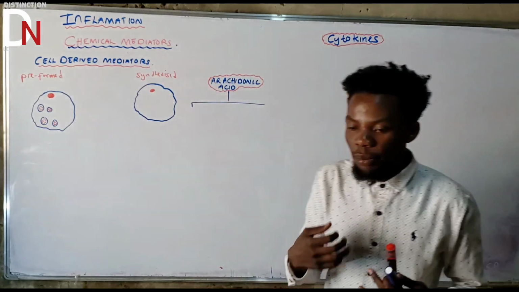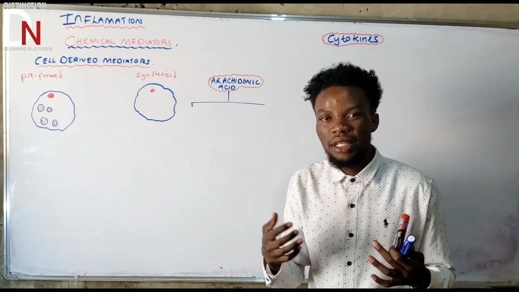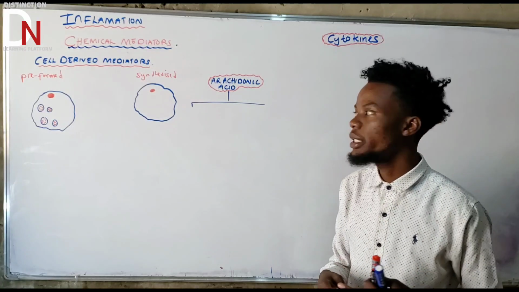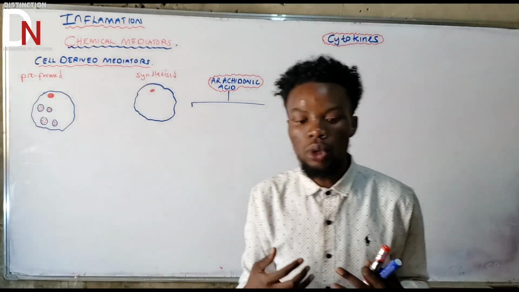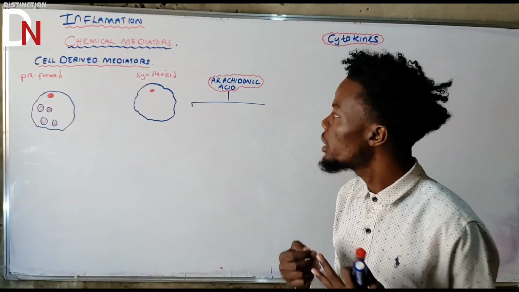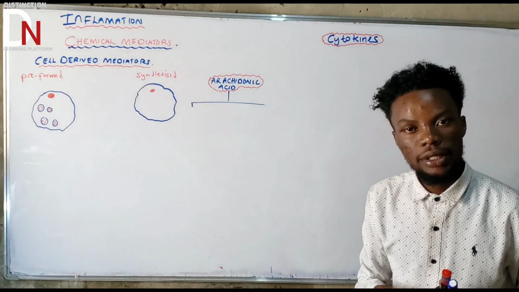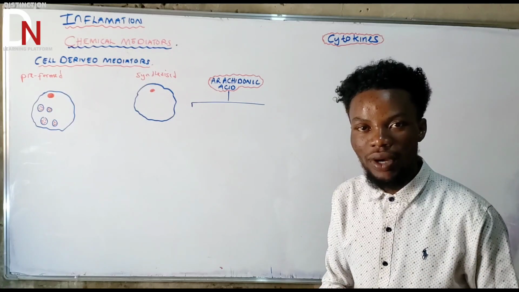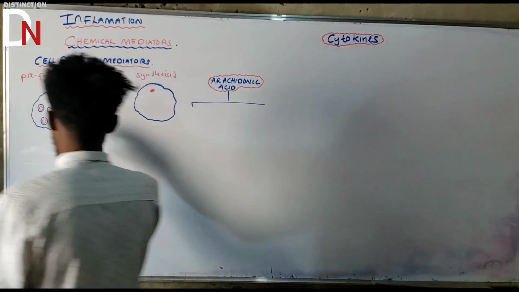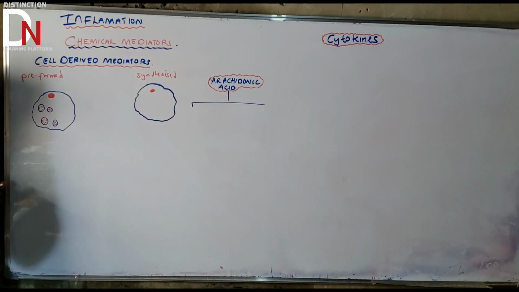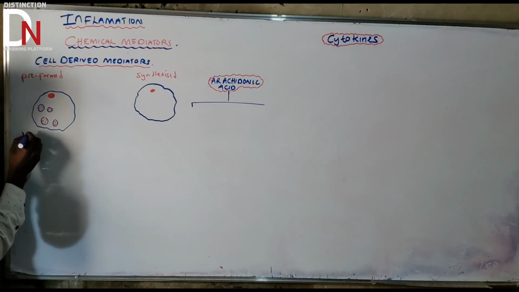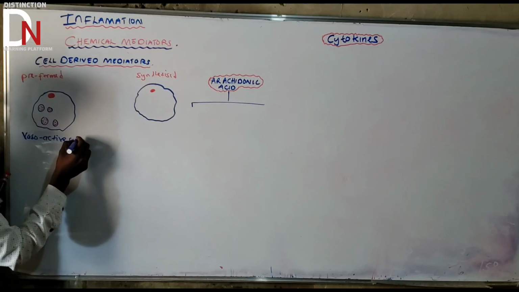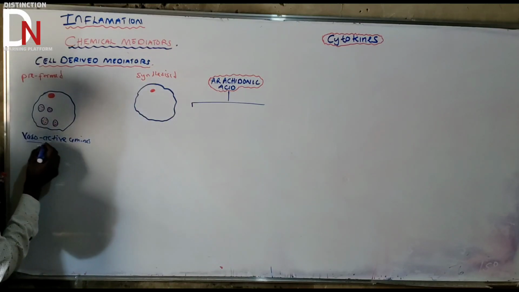Now let's talk about the preformed mediators. What are those mediators that make inflammation possible? Basically, there are two important preformed cell-derived mediators. In general, we call them vasoactive amines. Very, very important.